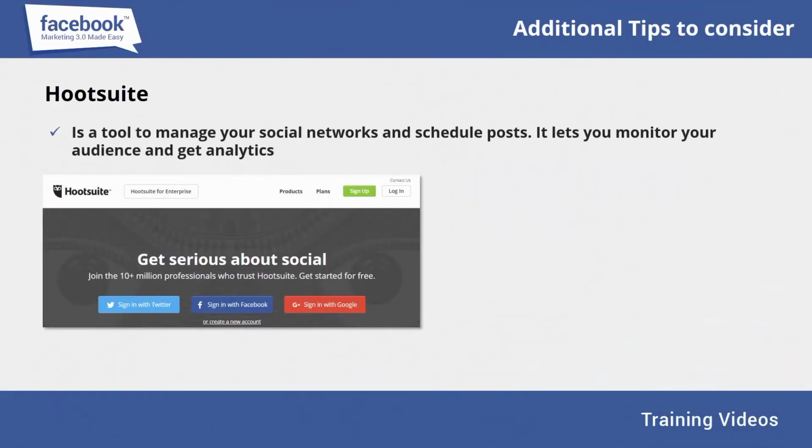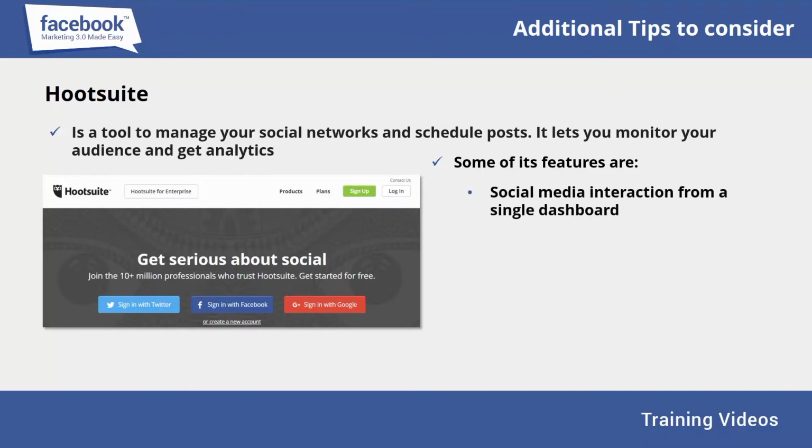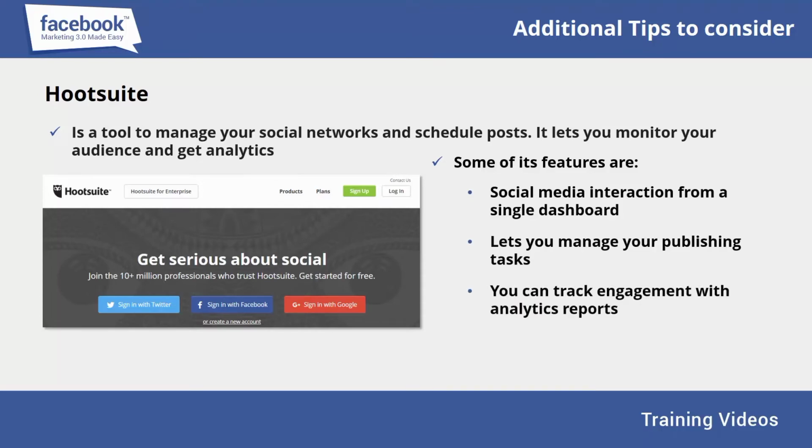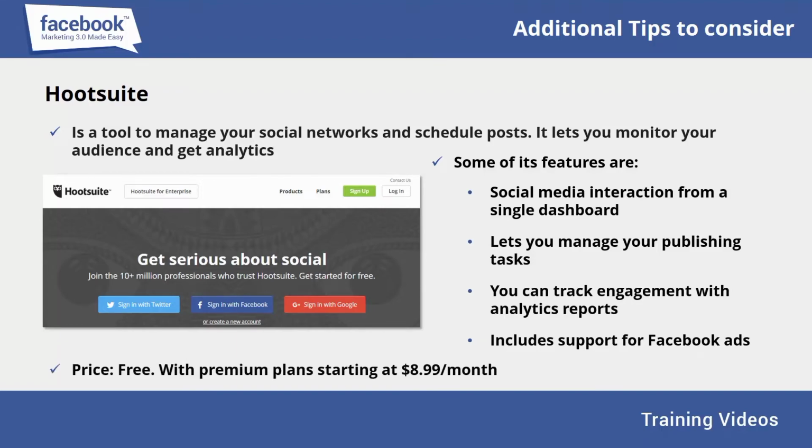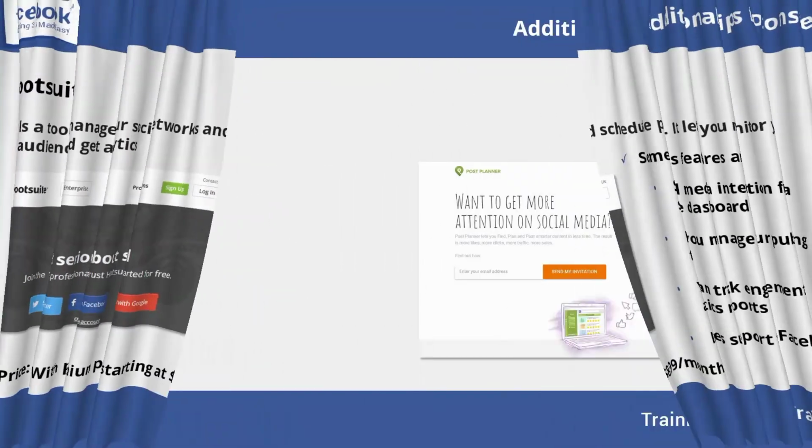Hootsuite is a tool to manage your social networks and schedule posts. It lets you monitor your audience and get analytics. Some of its features are social media interaction from a single dashboard, and it lets you manage your publishing tasks. You can track engagement with analytics reports, and it includes support for Facebook ads. Price? Free, with premium plans starting at $8.99 per month.